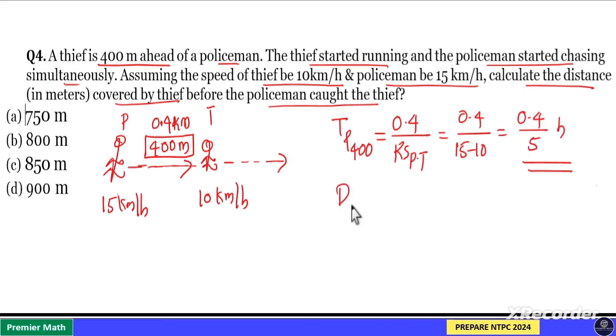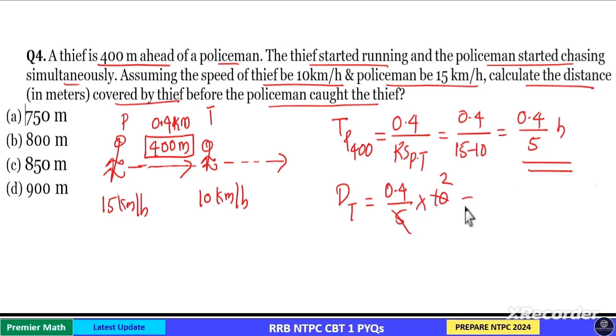Now, distance travelled by the thief is equal to running time of thief into speed of thief. Here, the running time of the thief is the same as the time taken by the police to catch the thief, which is 0.4 by 5, into the speed of the thief, which is 10 km per hour. 5 goes 2 times in 10. 0.4 into 2 is 0.8 km, which is 800 meters. Option B is your answer.